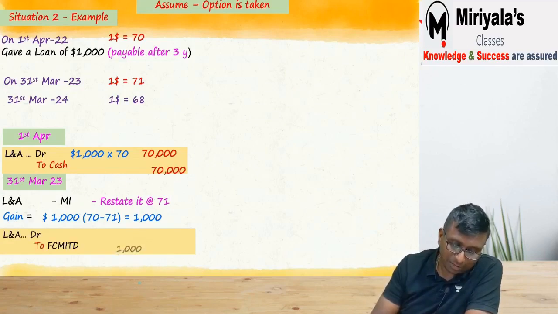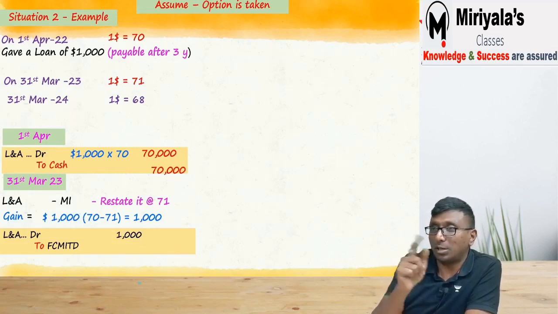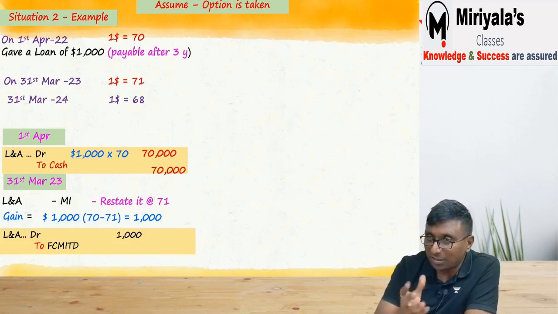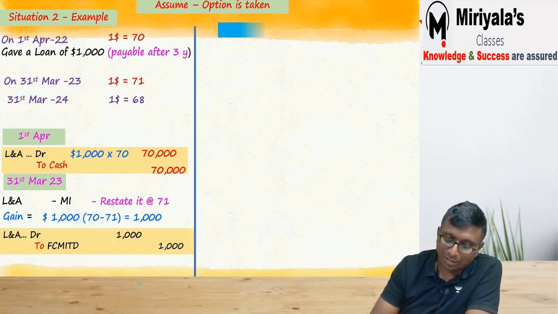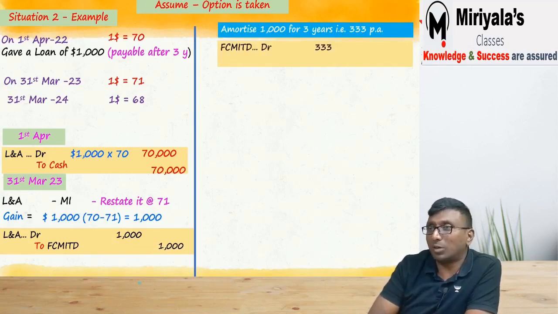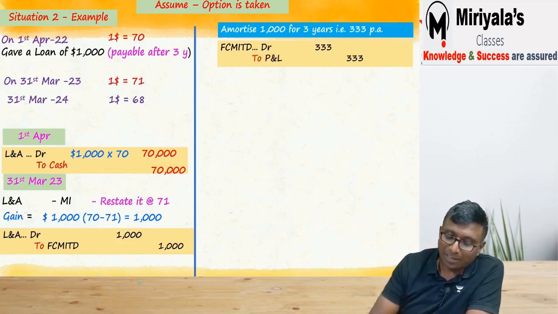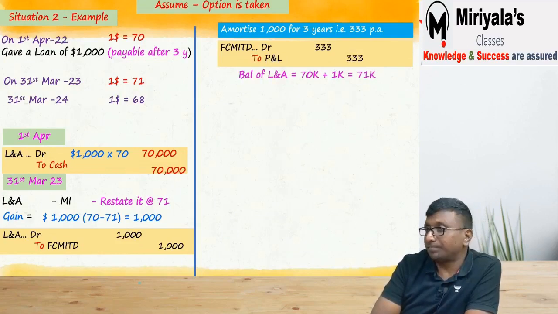Correct? How much is the number? 1,000. So the 1,000 should be charged over how many years? 3 years. 3 years means already 1 year is over. Should the current year be charged 333? Yes, correct. Now amortize it over 3 years. For the current year, amortize, as 1 year period is already over. So we will not charge the full 1,000, only 1,000 by 3. FCMITD account debit to P&L, we will do like this.